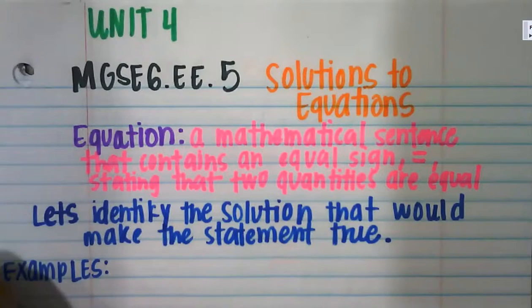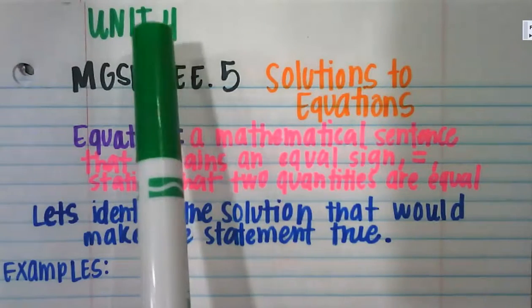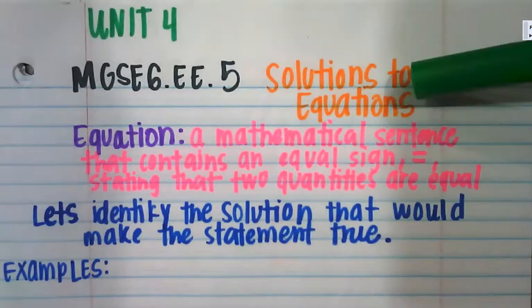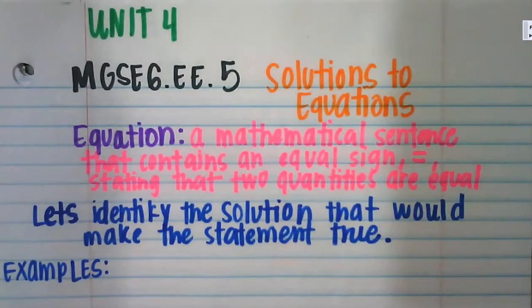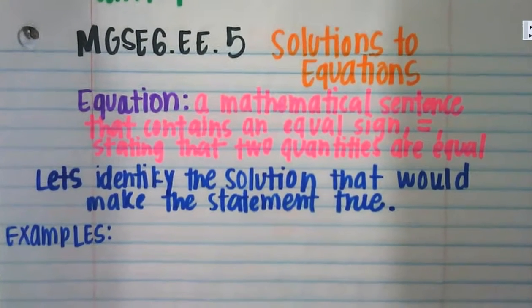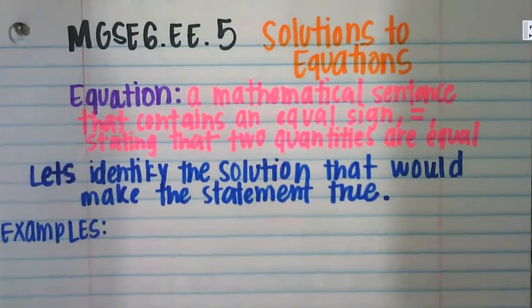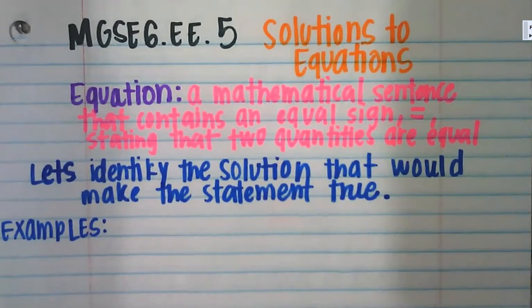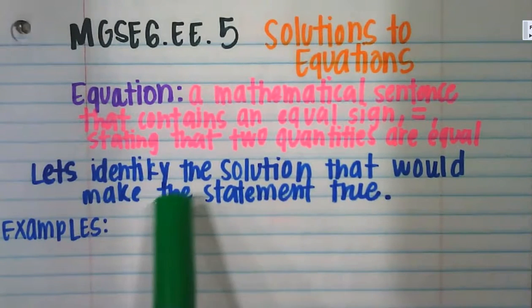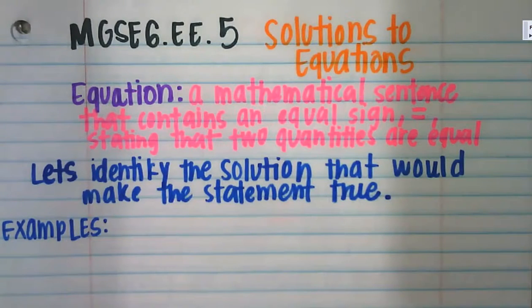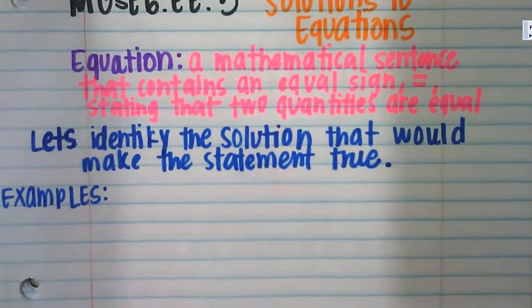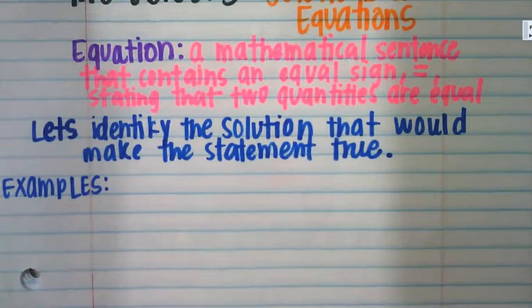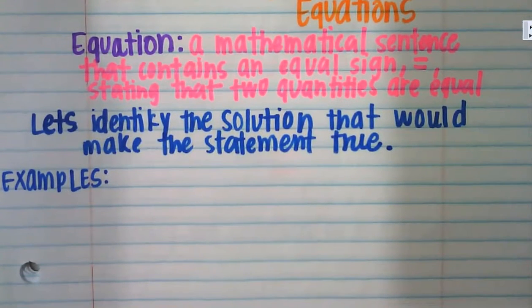All right, we are now moving on to Unit 4 notes, where we'll be focusing on solutions to equations for our first set of notes. Now, some may ask, what is an equation? Well, an equation is a mathematical sentence that contains an equal sign, stating that the two quantities are equal. So let's identify the solution that will make the statement true. Let's take a look at some examples of equations and what solutions would make the statement true.